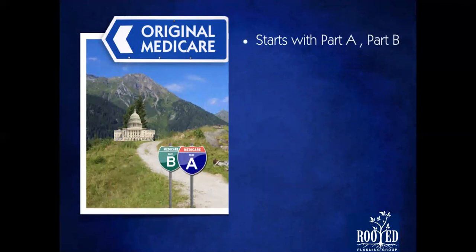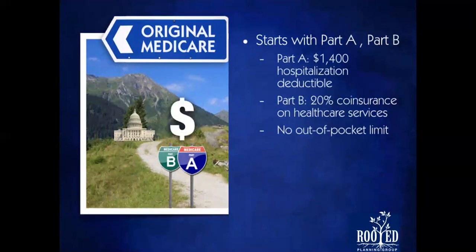This path always starts with the person signing up for both Part A and Part B. Technically, you could stop right here and say, I'm enrolled in Medicare. Yes, technically that's true. However, by themselves, Parts A and B can become very expensive. In fact, Part A has a $1,400 deductible essentially every time you are hospitalized. Part B has a 20% coinsurance every time you see a doctor, every time you see a specialist, and every time you have an outpatient procedure. And Parts A and B have no maximum out-of-pocket limit, no cap in spending.